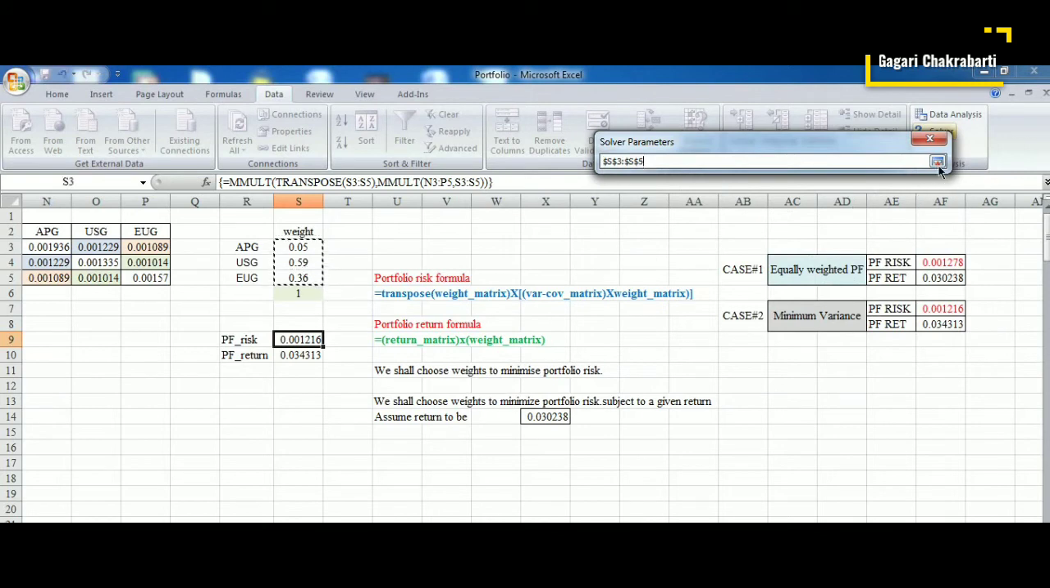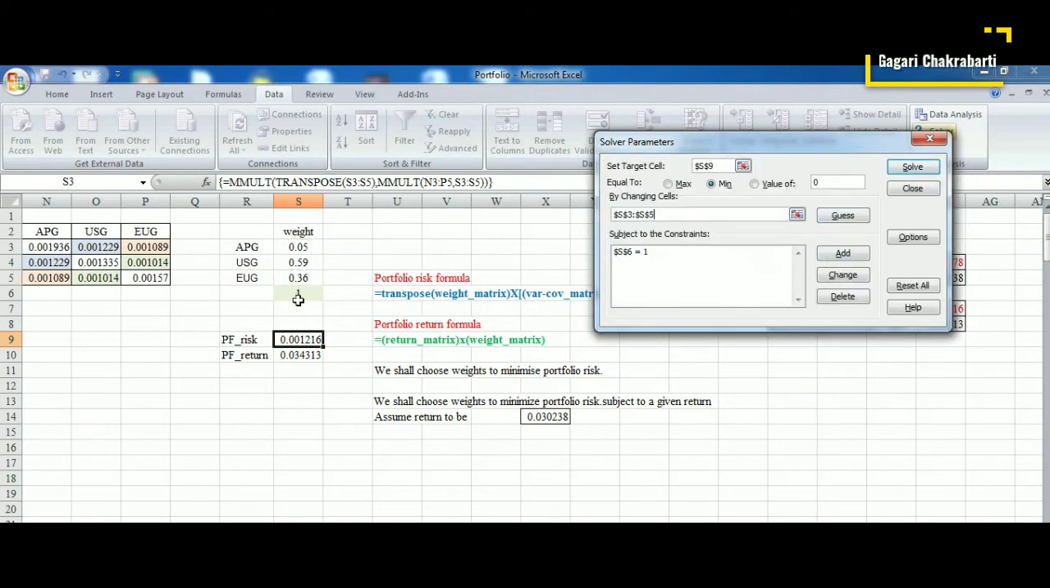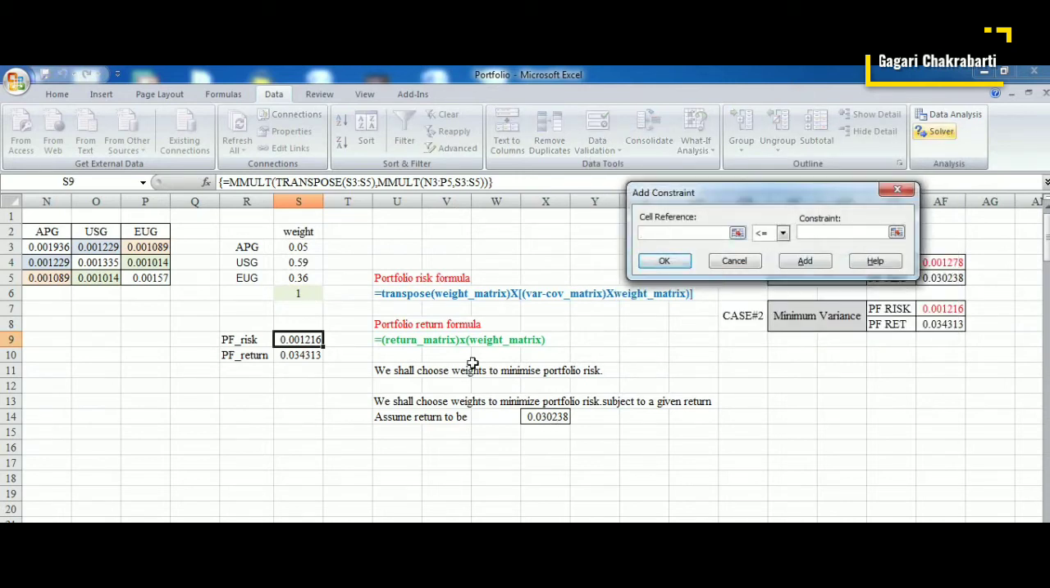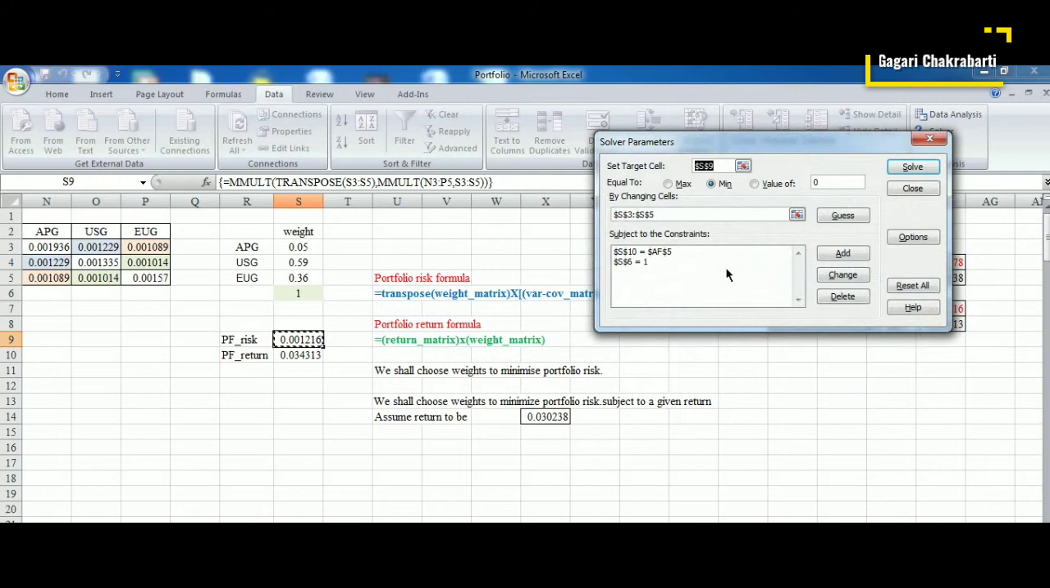The weights are changed. These are our choice variable. The constraint that the sum of all the weights will be 1 is there, and there will be another additional constraint which says that portfolio return will be equal to the given return, which is nothing but the equally weighted portfolio's return. So we have these two constraints here.